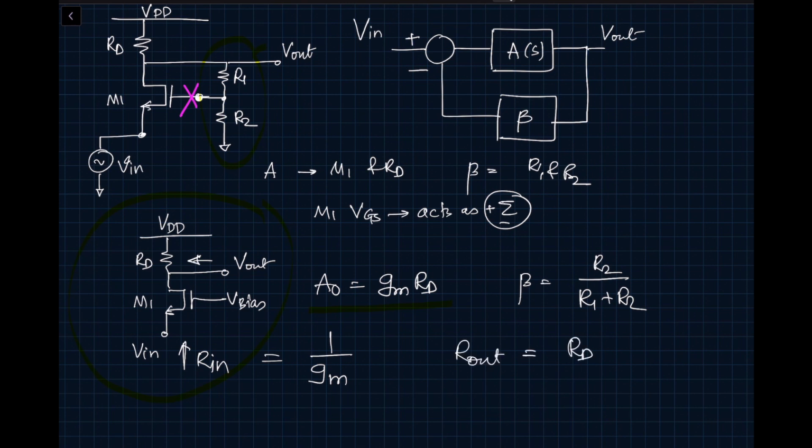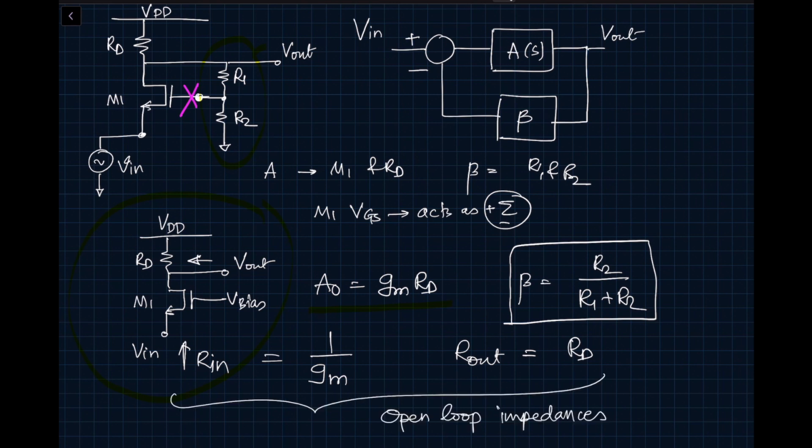Here we are ignoring the channel length modulation for M1. And also the assumption is beta doesn't load our output, which means that R1 plus R2 is large. So these are called open loop impedances. Now let's see what happens after we close the loop.